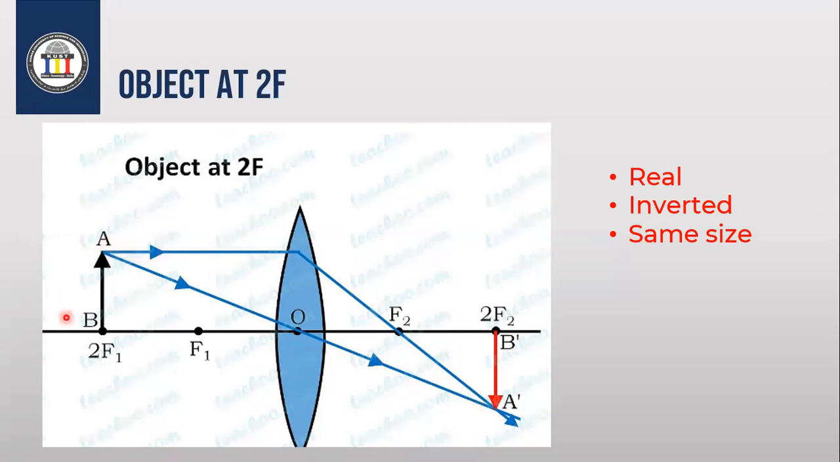So the black one is the object, and this one is the image. It will be a real image. It will be inverted because the object faces up, and the image faces down. For the size, you measure the length of the object and the length of the image. If they are the same length, they will be the same size.